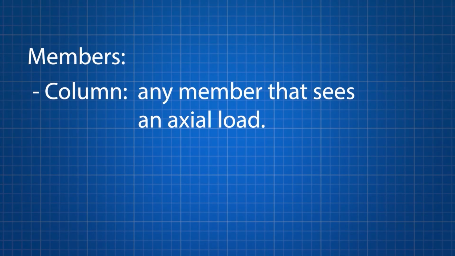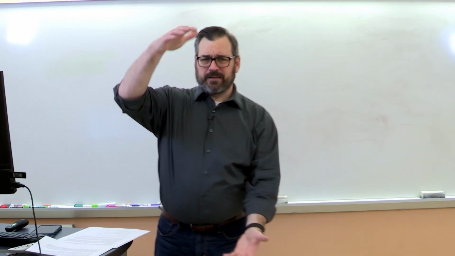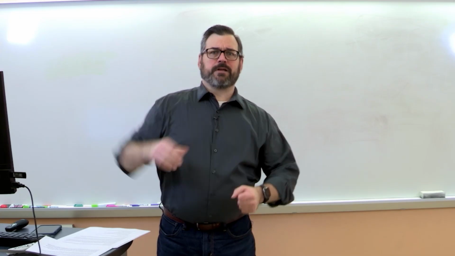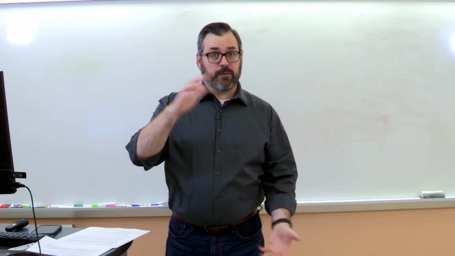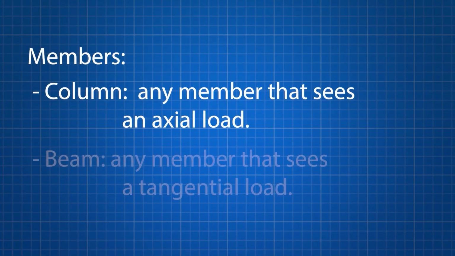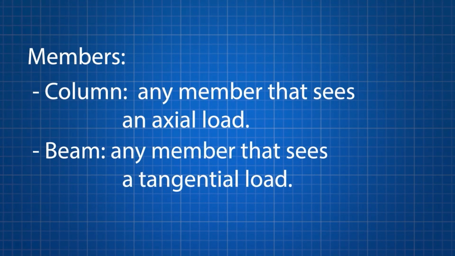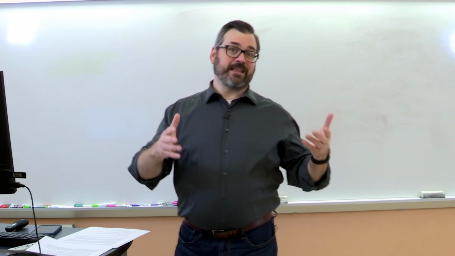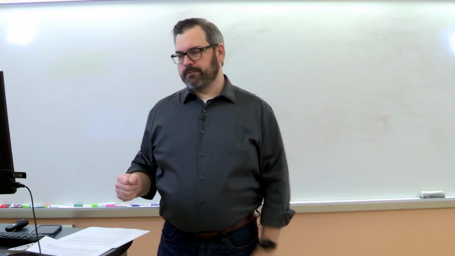We're going to talk about columns, which are any members that see an axial load. And often we think about columns as seeing compressive loads, right? They're used to hold up stuff. But we'll use column to refer to anything that sees either a compressive or a tensile load. And then we'll talk about beams, which are members that see tangential loads. And later we'll talk about joists and girders or rafters, which are other terms that we can use for different kinds of beams. We won't talk about those today. So the two main members we're going to talk about, the two main structural components, are columns and beams.